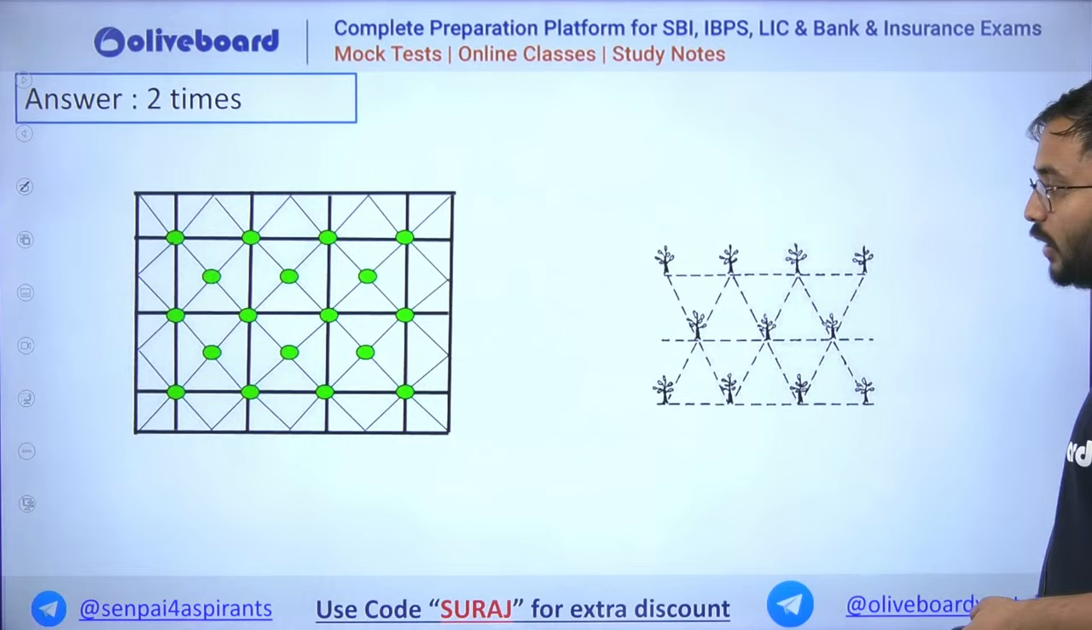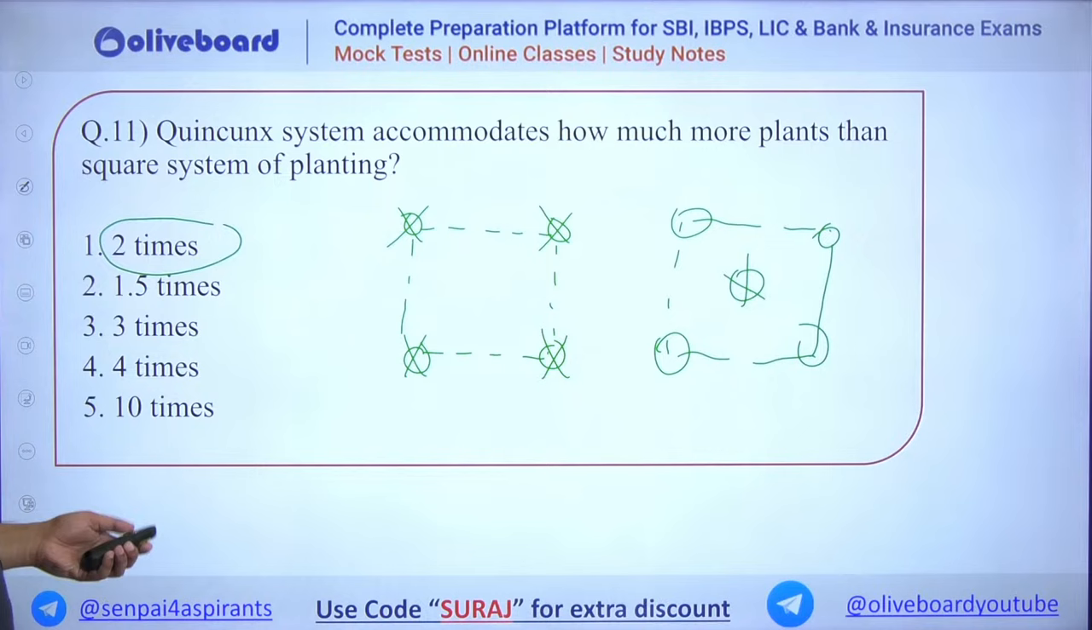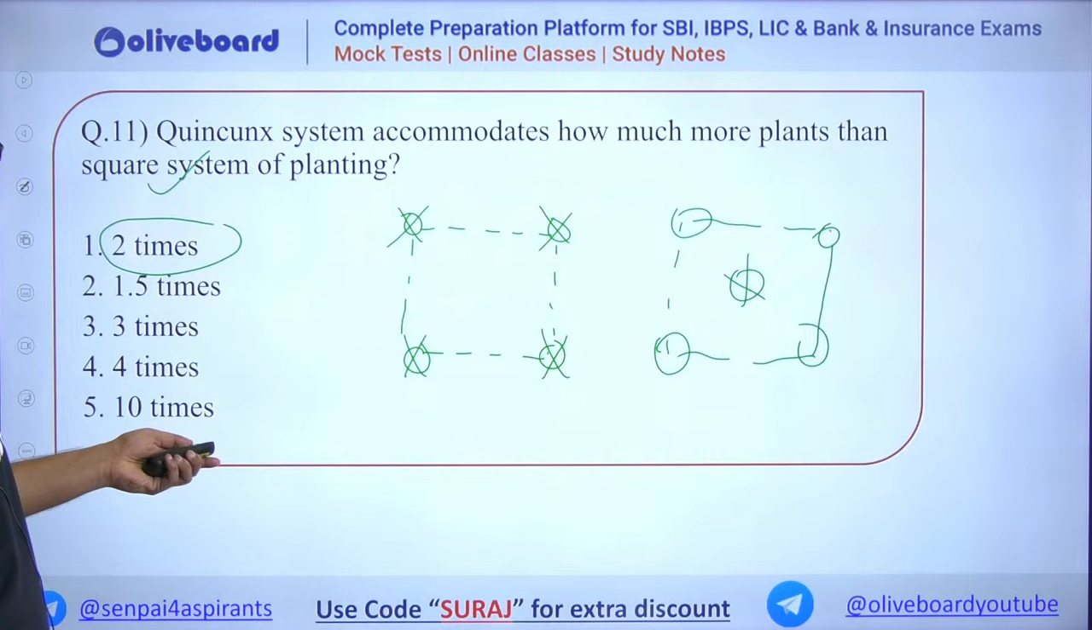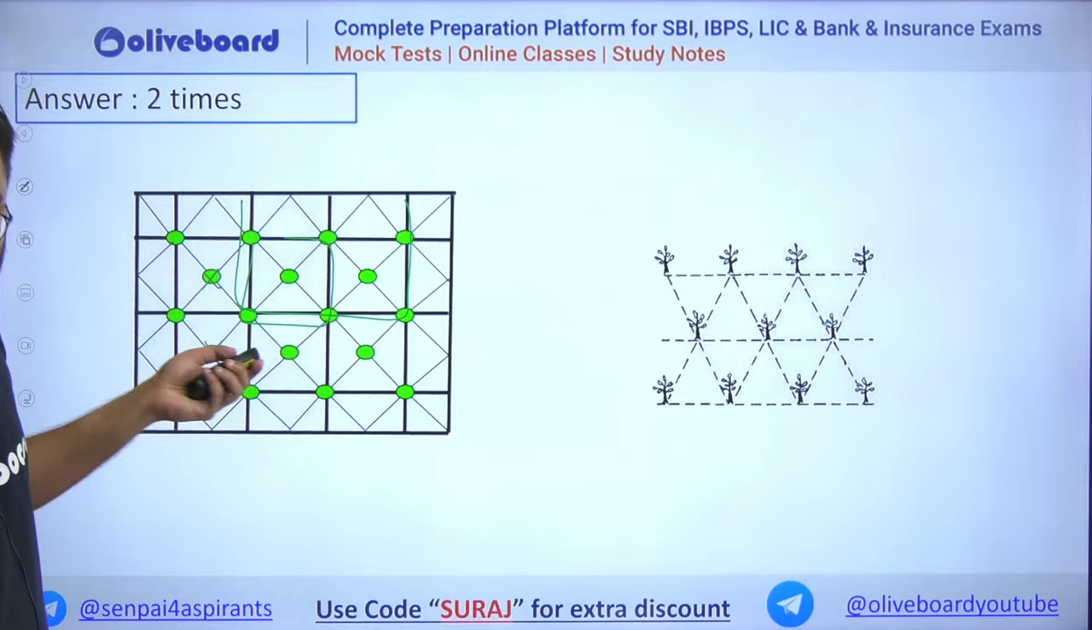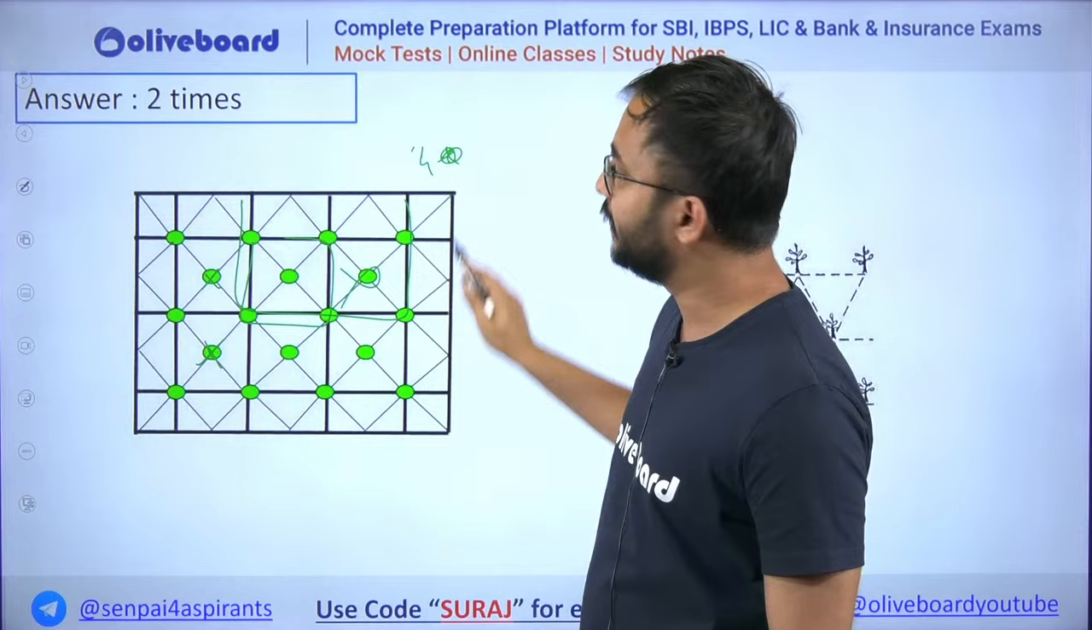Look at this square or maybe this square. You will find that two plants would be always in axis. So, when you compare your square system with quincunx system, you will get two plants extra. So, the planting accommodates two times more plants than the square system. Two times in the sense, if in the square system overall you are able to plant maybe four plants, then in quincunx system you can plant two times its overall plantation which we are doing in square type.